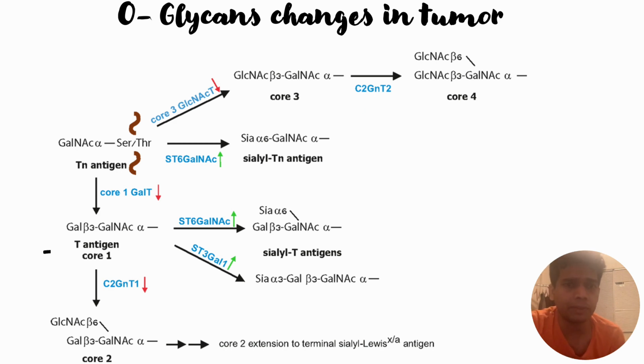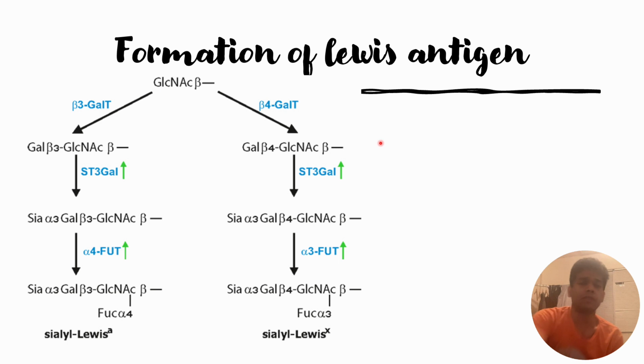Now let us quickly cover how the formation of this Lewis antigen occurs. In this case, the initial point of Lewis antigen formation is this GlcNAc beta, and from this GlcNAc beta, with the help of the enzymes beta 3 GalT and beta 4 GalT, this leads to the formation of Gal beta 3 GlcNAc beta and Gal beta 4 GlcNAc beta respectively.